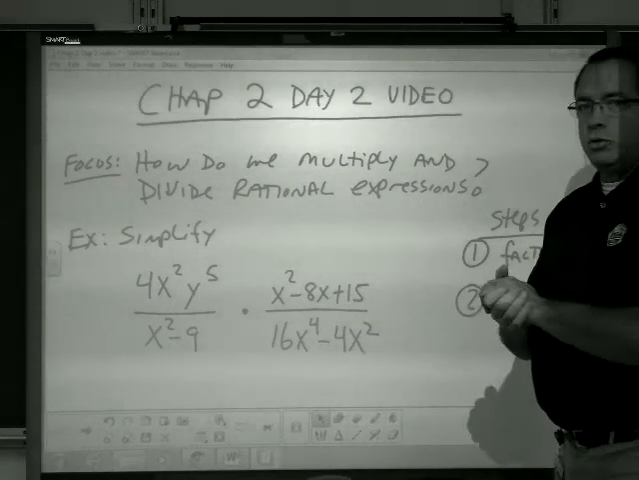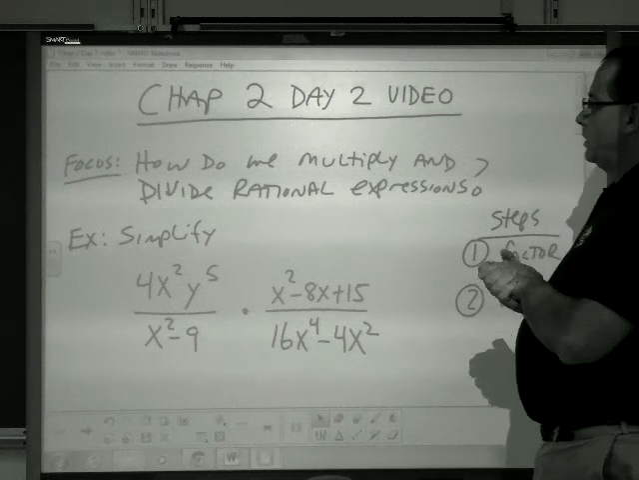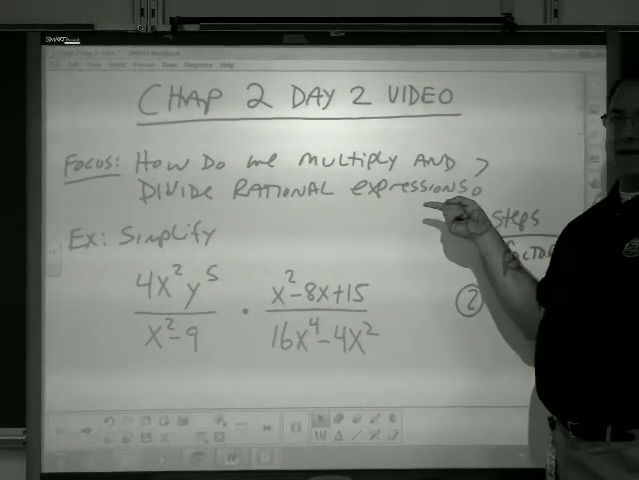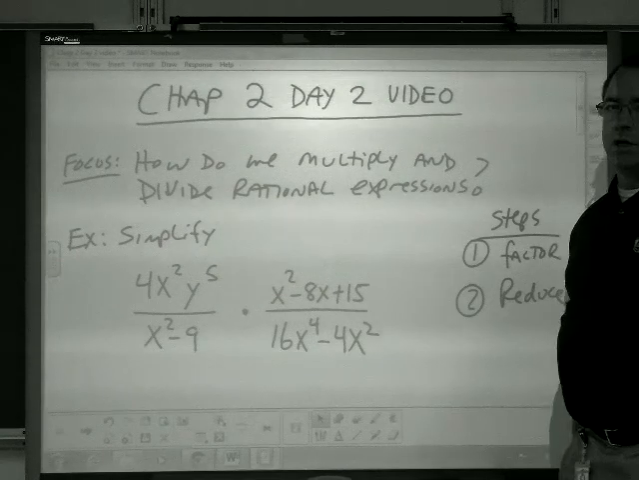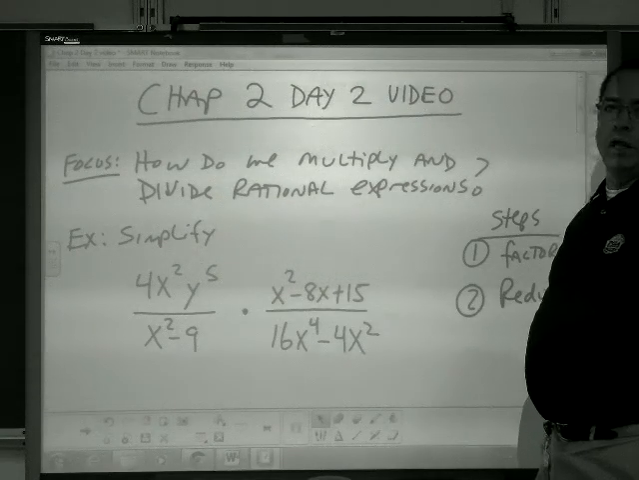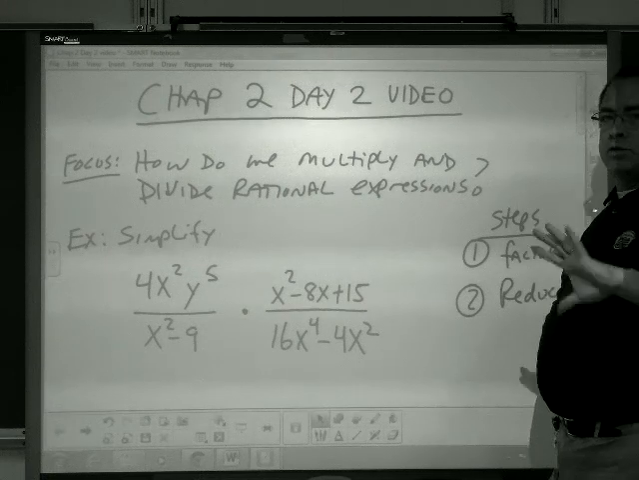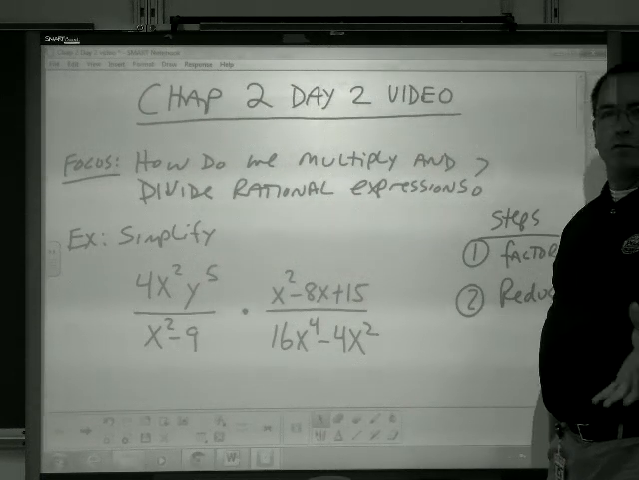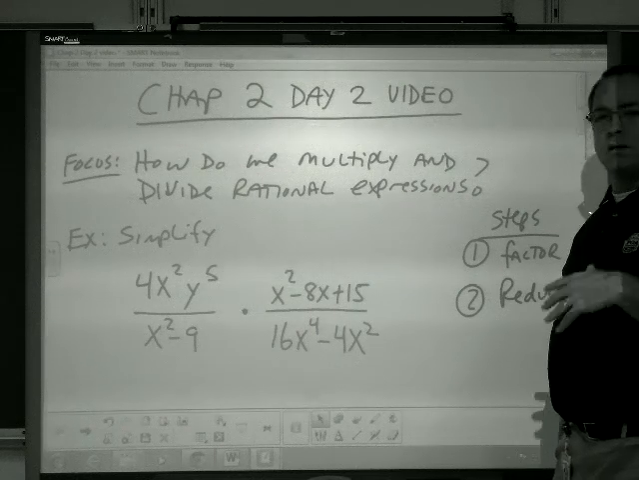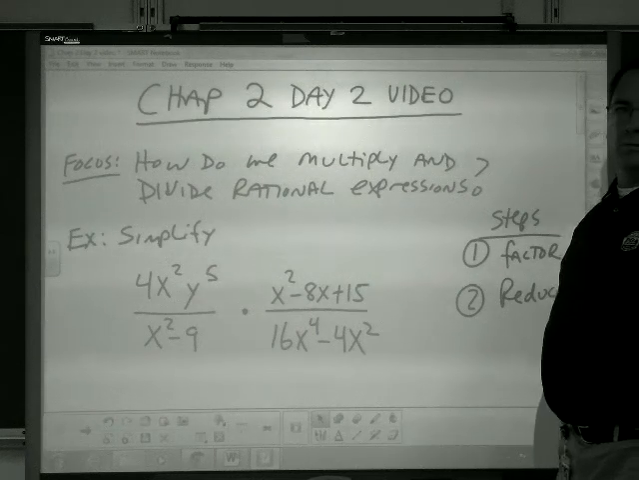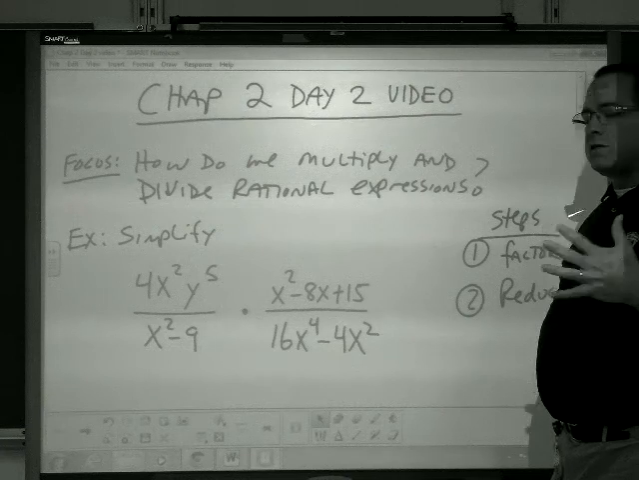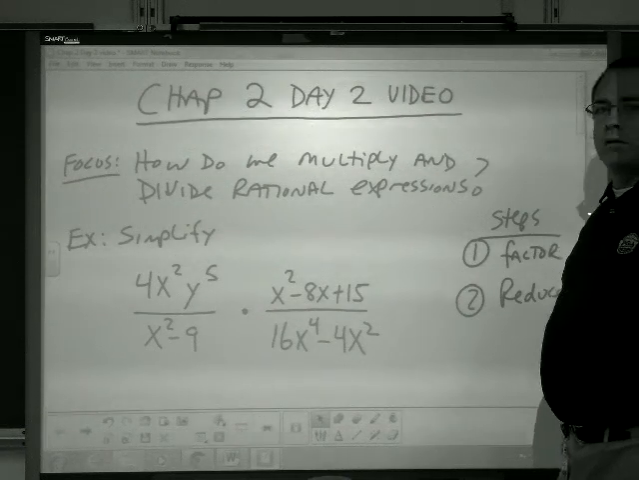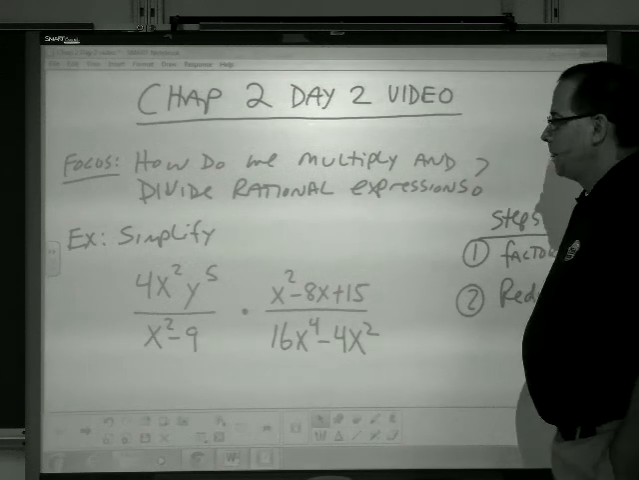Okay, welcome to day 2 of chapter 2. Today's focus is going to look at how we multiply and divide rational expressions. In Algebra 1, I know you did a lot of multiplying and dividing, so this isn't new. What's going to be new is maybe the level of difficulty of the factoring. We're going to throw in some AC method, maybe some more difficult perfect squares problems. So the method's the same that you already used, nothing new here. We're just ramping up the level of difficulty of the factoring.